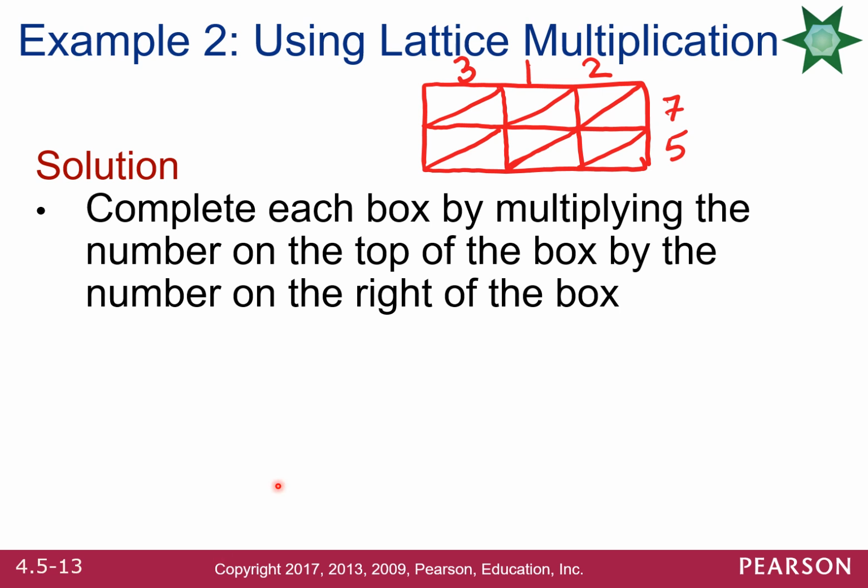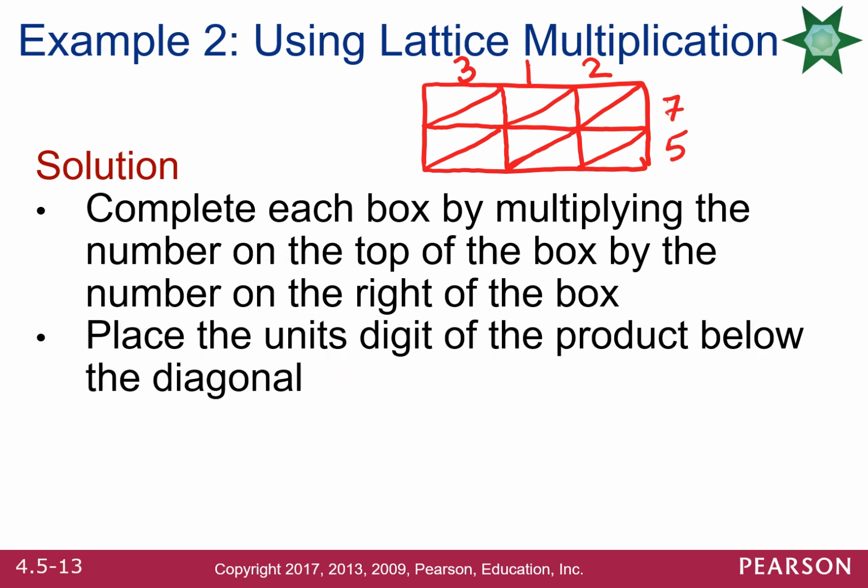I've pre-drawn a matrix here just the way they had asked us to. It says here, as the next step, complete each box by multiplying the number on the top of the box by the number on the right of the box. So 3 times 7 is what we are going to do. All right, so let's see what they say next.